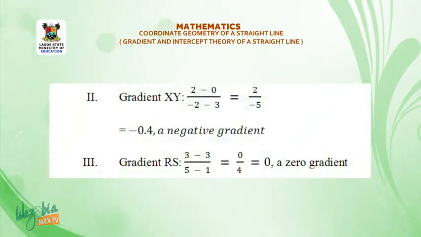Roman figure 2, gradient of XY is 2 minus 0 all over minus 2 minus 3, which is equal to 2 over minus 5, which gives us minus 0.4, a negative gradient. Roman figure 3, gradient of RS is 3 minus 3 all over 5 minus 1, which is equal to 0 all over 4, which gives us 0, a zero gradient.